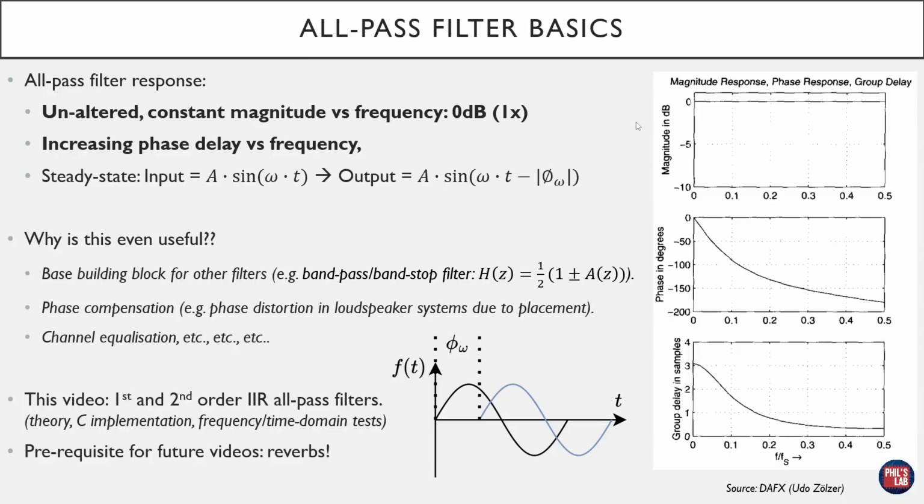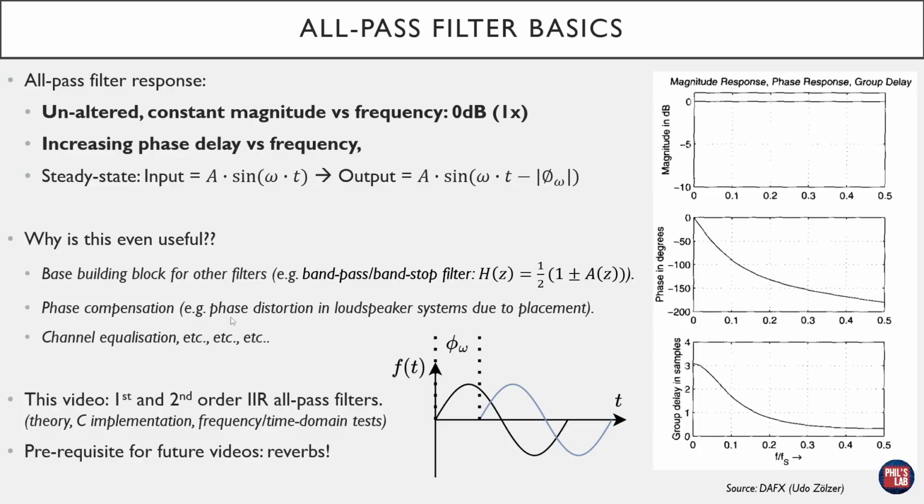Now, this does maybe seem rather bizarre, but this has a few use cases that are very important. For instance, all-pass filters can form, and typically form, the base building blocks for other types of filters, be that low-pass, high-pass, band-pass and band-stop filters. They can be written as simple rearrangements or combinations of all-pass filters.